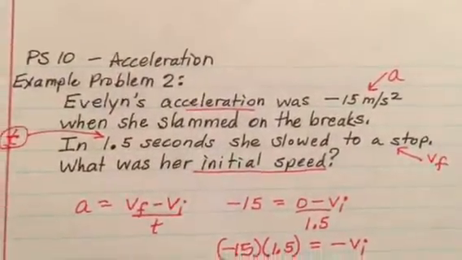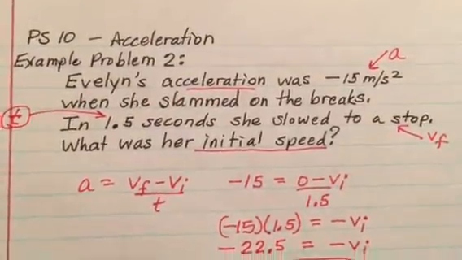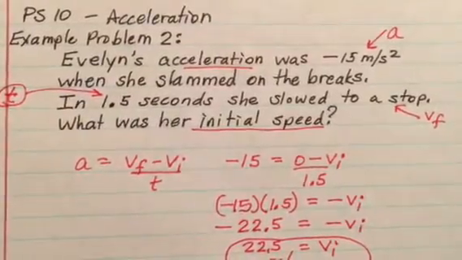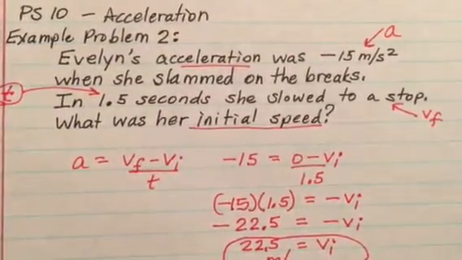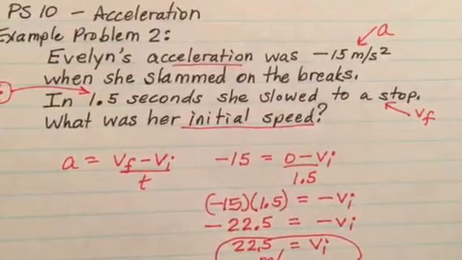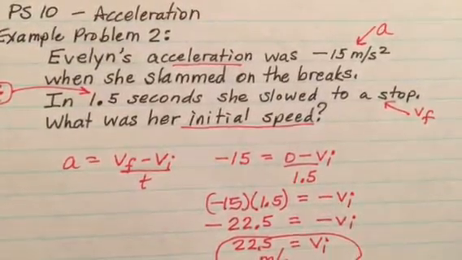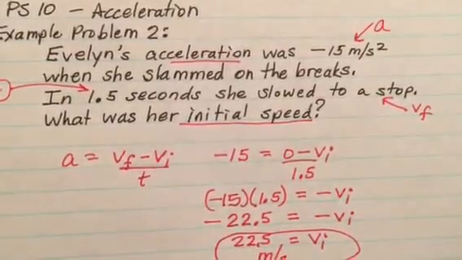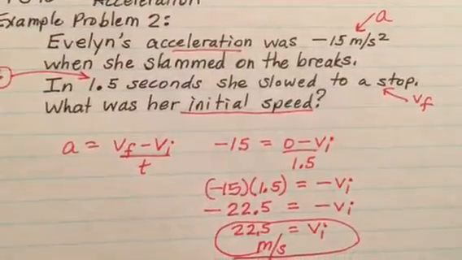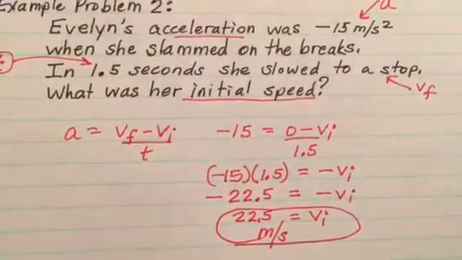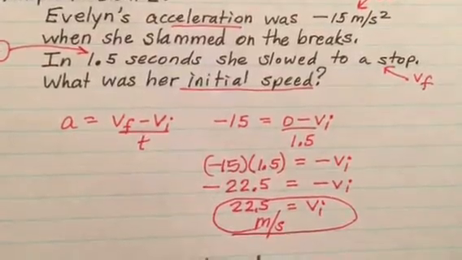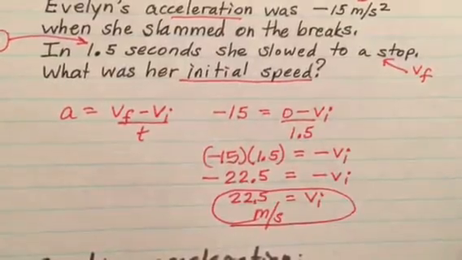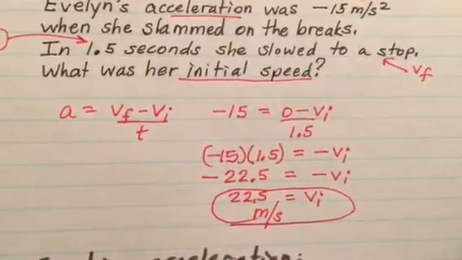Here's a second problem where you're using the acceleration formula, but you're not finding acceleration. This person was traveling along, accelerated at negative 15 meters per second squared. In 1.5 seconds, she slowed to a stop, and you're asked to find the initial speed. So you use the acceleration formula for this, as shown. You choose the acceleration, the final velocity, and the time out of the question.